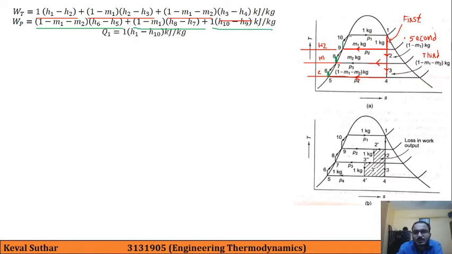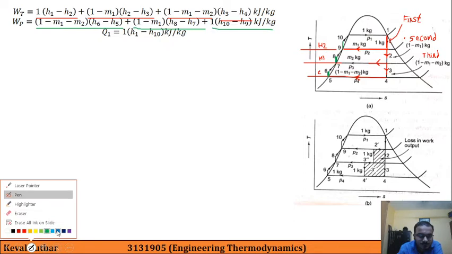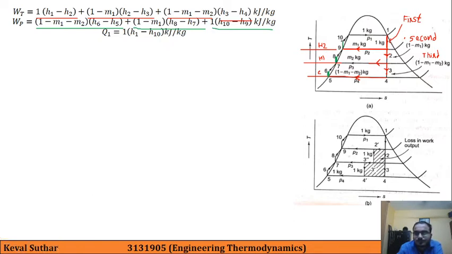Q1 is obviously we are having from here to here, let me show this heat addition process, that is H10 to H1. So this is heat addition. Q2 is heat rejection process, which is happening over here in the condenser part, that is this portion.